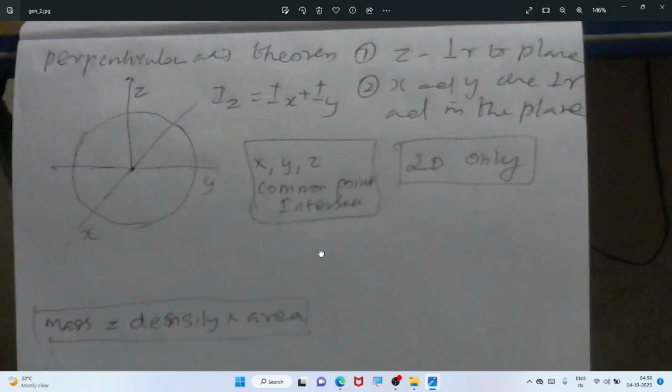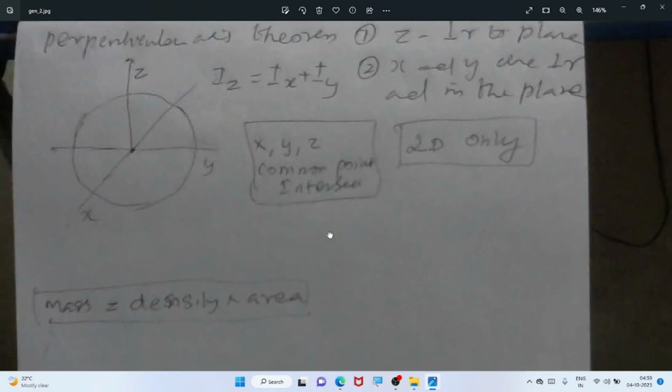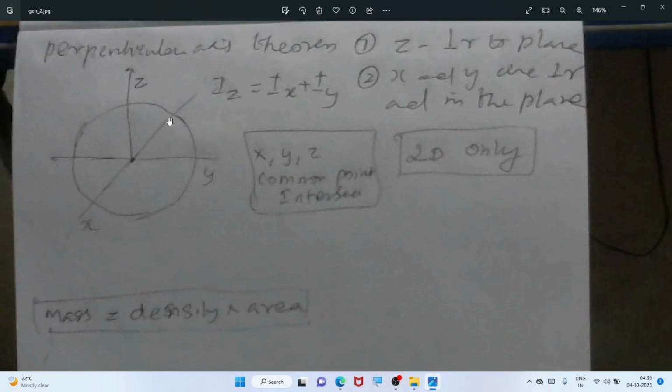Now, what is the perpendicular axis theorem? If you take a plane like this, the z axis is perpendicular to the plane, and we have the x and y axes on the plane. The moment of inertia about the z-axis is equal to the sum of the moments of inertia about the x and y axes. These are the conditions: z should be perpendicular to this plane, and x and y would be on the plane, perpendicular to each other.